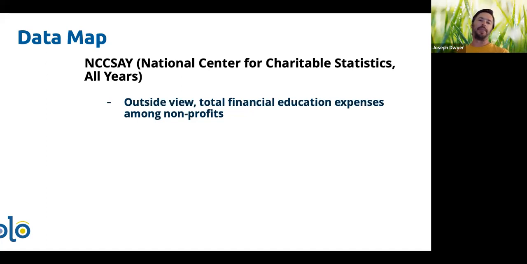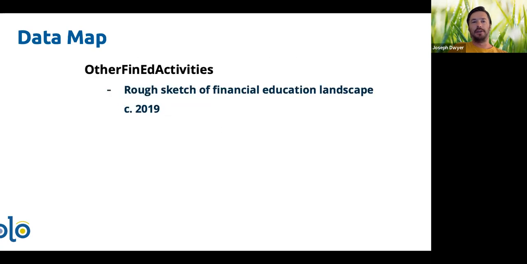So there's a data set that we were calling the NCCS-AY, which stands for the National Center for Charitable Statistics all years. This is, as I was saying, that outside view: total financial education expenses among nonprofits across a number of years. And so, as I said before, we're trying to take a guess, looking at the codes inside that data, at who is a financial education organization, and then adding up their expenses, figuring out which state they're operating in, etc. So this is the place to go for that outside view.